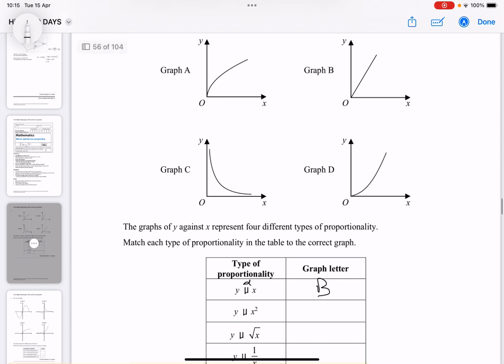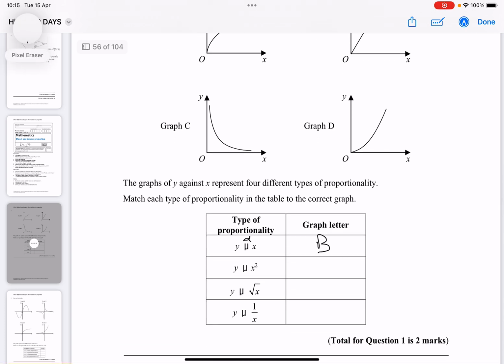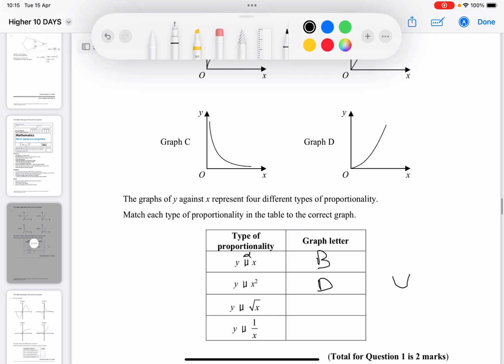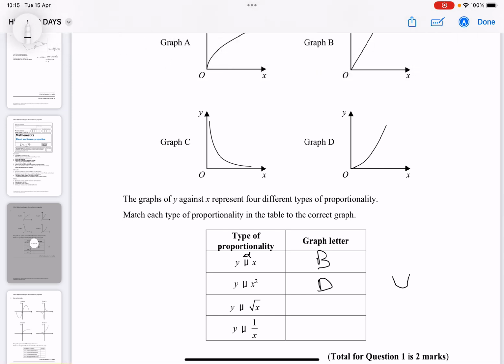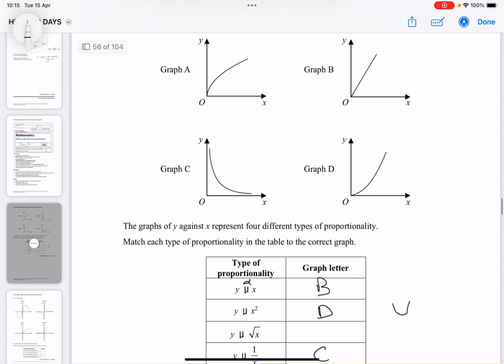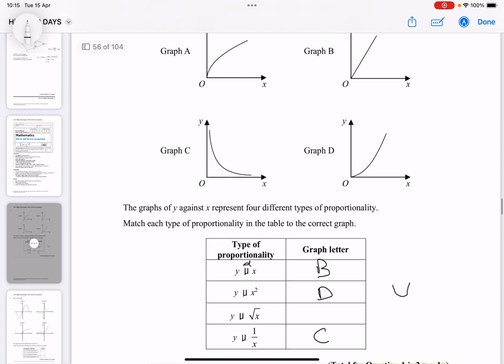X squared is the U shape, and in this case, half of the U shape is seen in D. So usually x squared is that because it's only the positive values. That one is D. We should know the 1 over x. 1 over x is C. It always looks like that. So the square root is, as the numbers get bigger, the square root gets a bit smaller. So the square root by default is A.